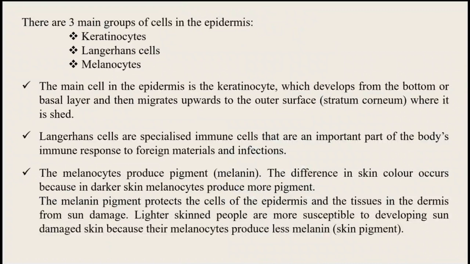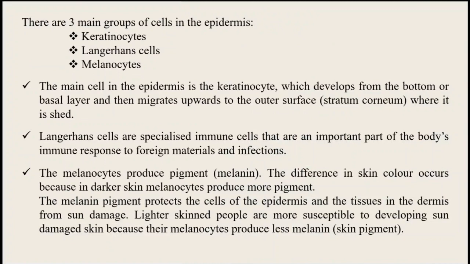Three main groups of cells which are present in the epidermis are keratinocytes, Langerhans cells, and melanocytes. The main cell in the epidermis is the keratinocyte, which develops from the bottom or basal layer and then migrates upward to the outer surface, that is the stratum corneum, where it is shed. The second is Langerhans cells. These are specialized immune cells that are an important part of the body's immune response to foreign material and infections.